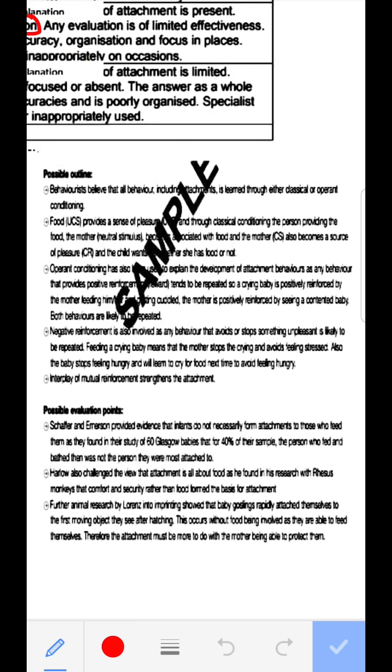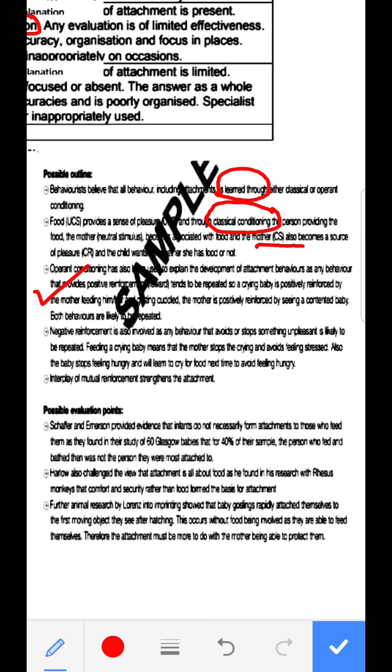A lot of you had really good opening paragraphs saying that all behaviour is learnt. Some really good understanding of classical conditioning and really good use of terminology. For example, saying that the mum goes on to become the conditioned stimulus. Operant conditioning was also done really well. Some really good reference to primary and secondary reinforcers.